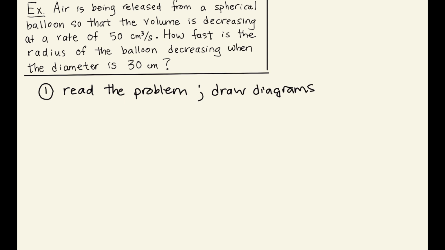Air is being released from a spherical balloon so that the volume is decreasing at a rate of 50 centimeters cubed per second. So this is a key word here. A rate is another word for derivative. And we can also see that we have a quotient here. We have cubic centimeters over seconds. So that's another way you can see that this is a rate.